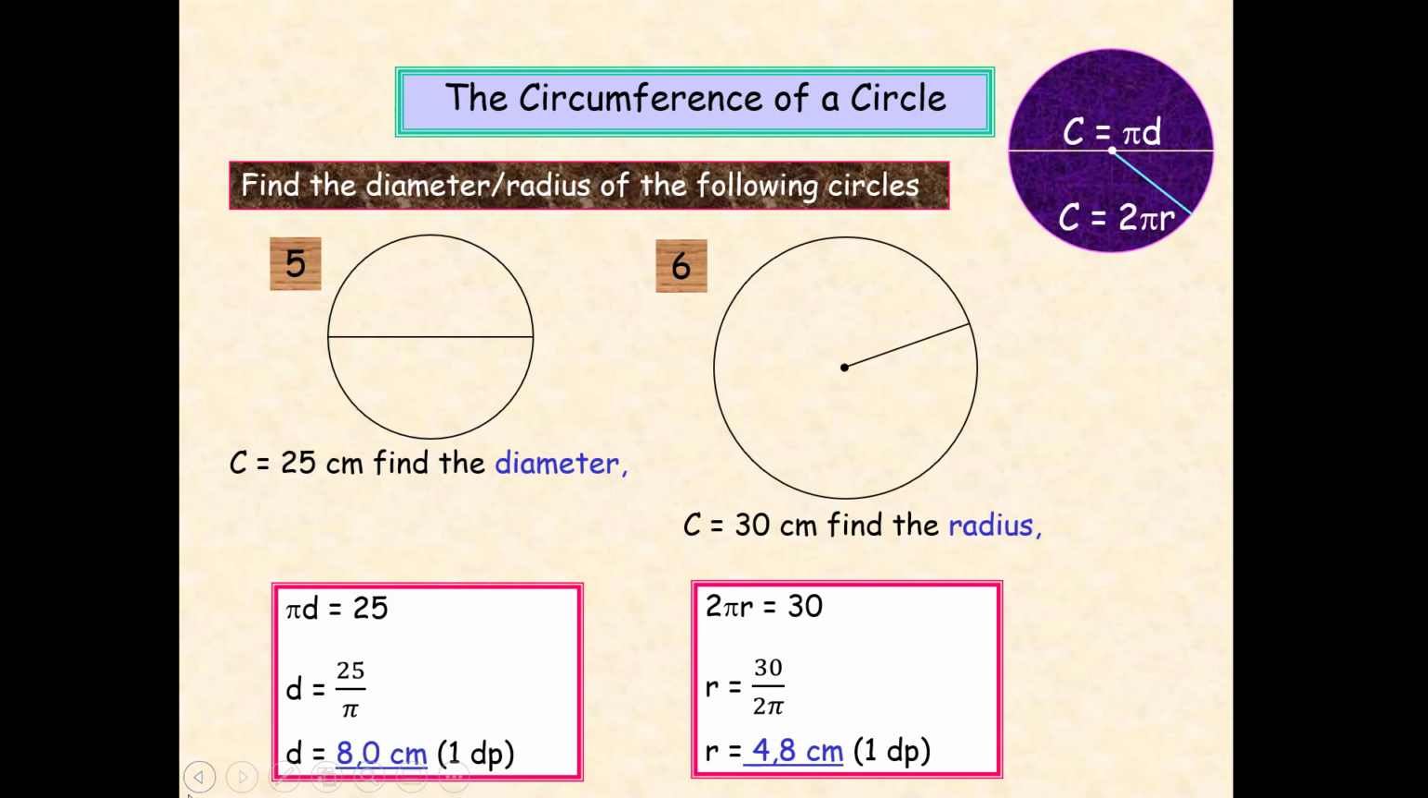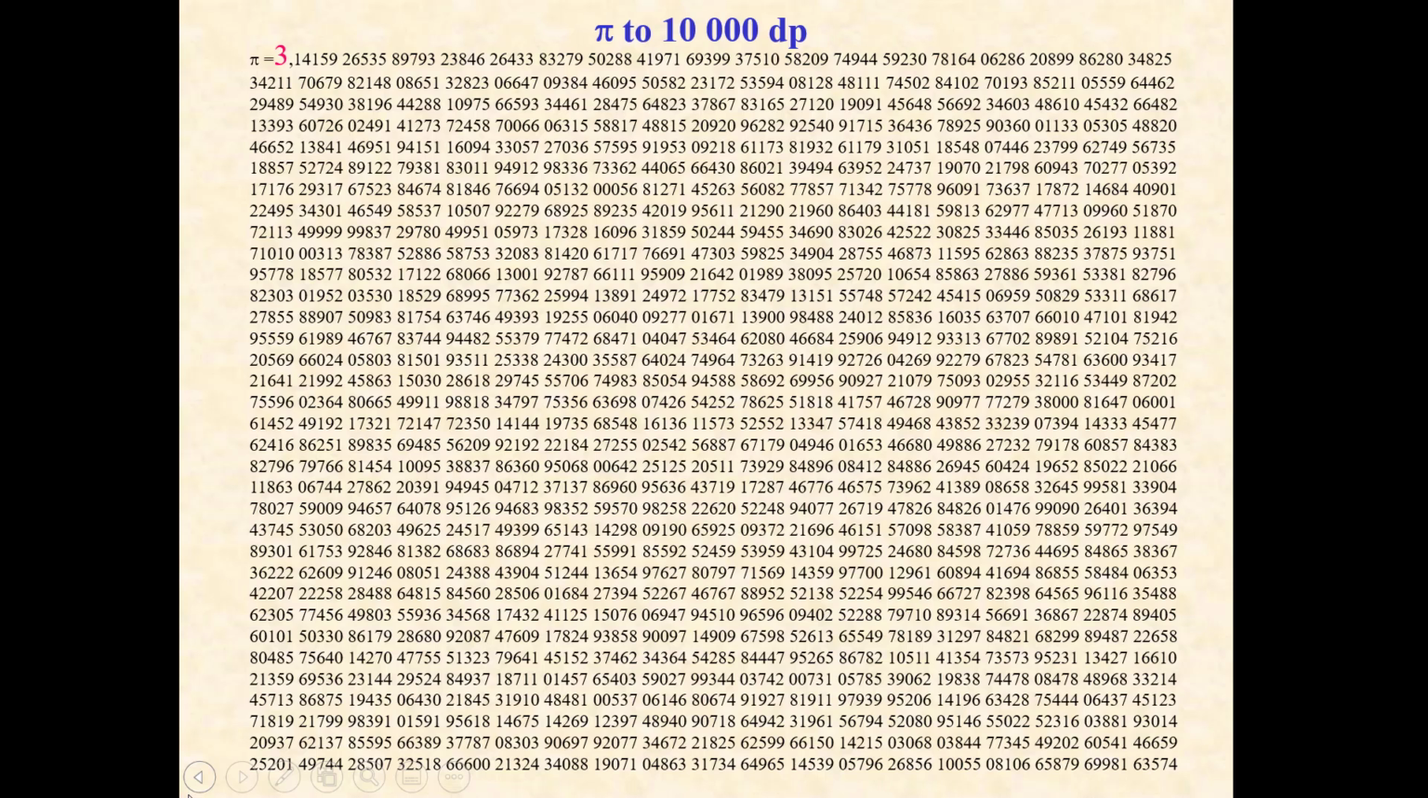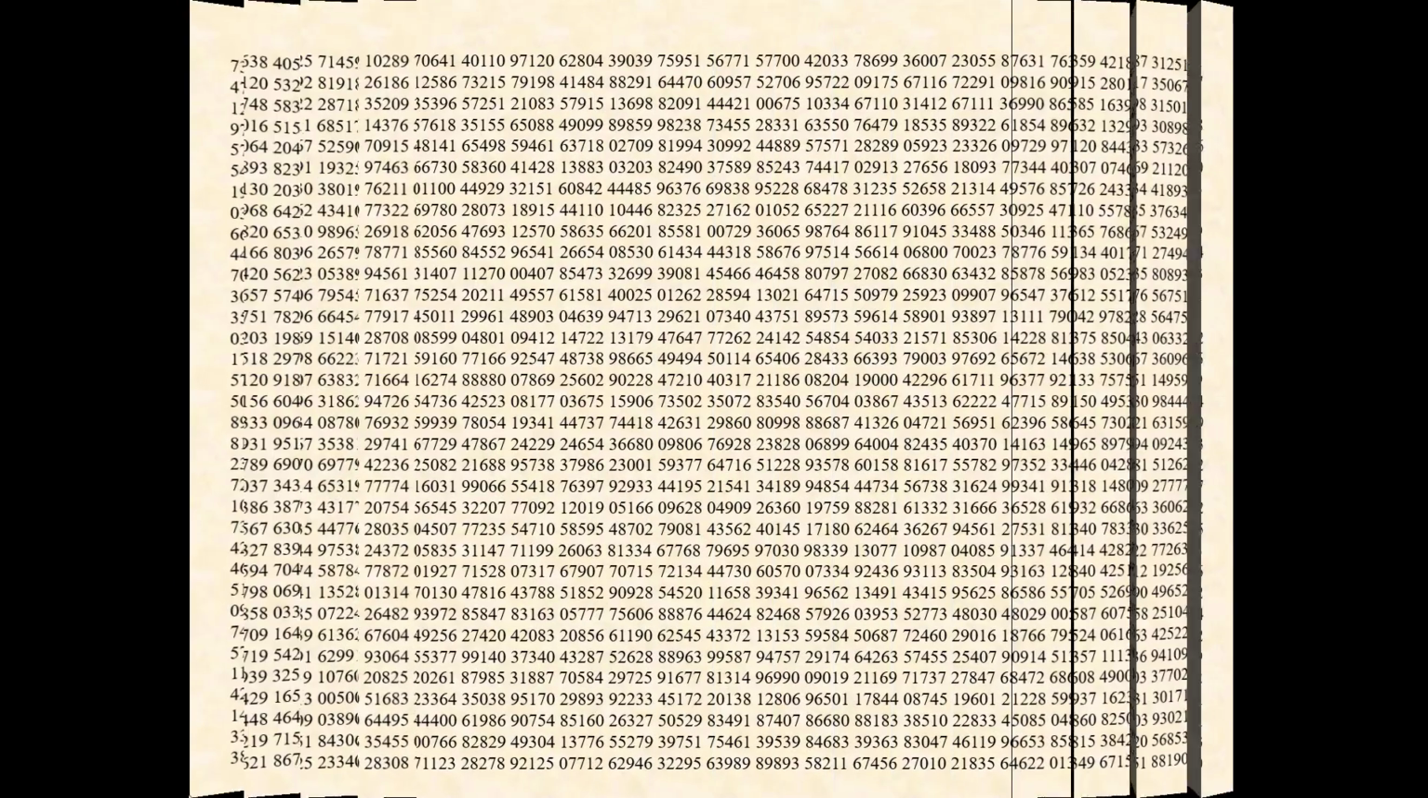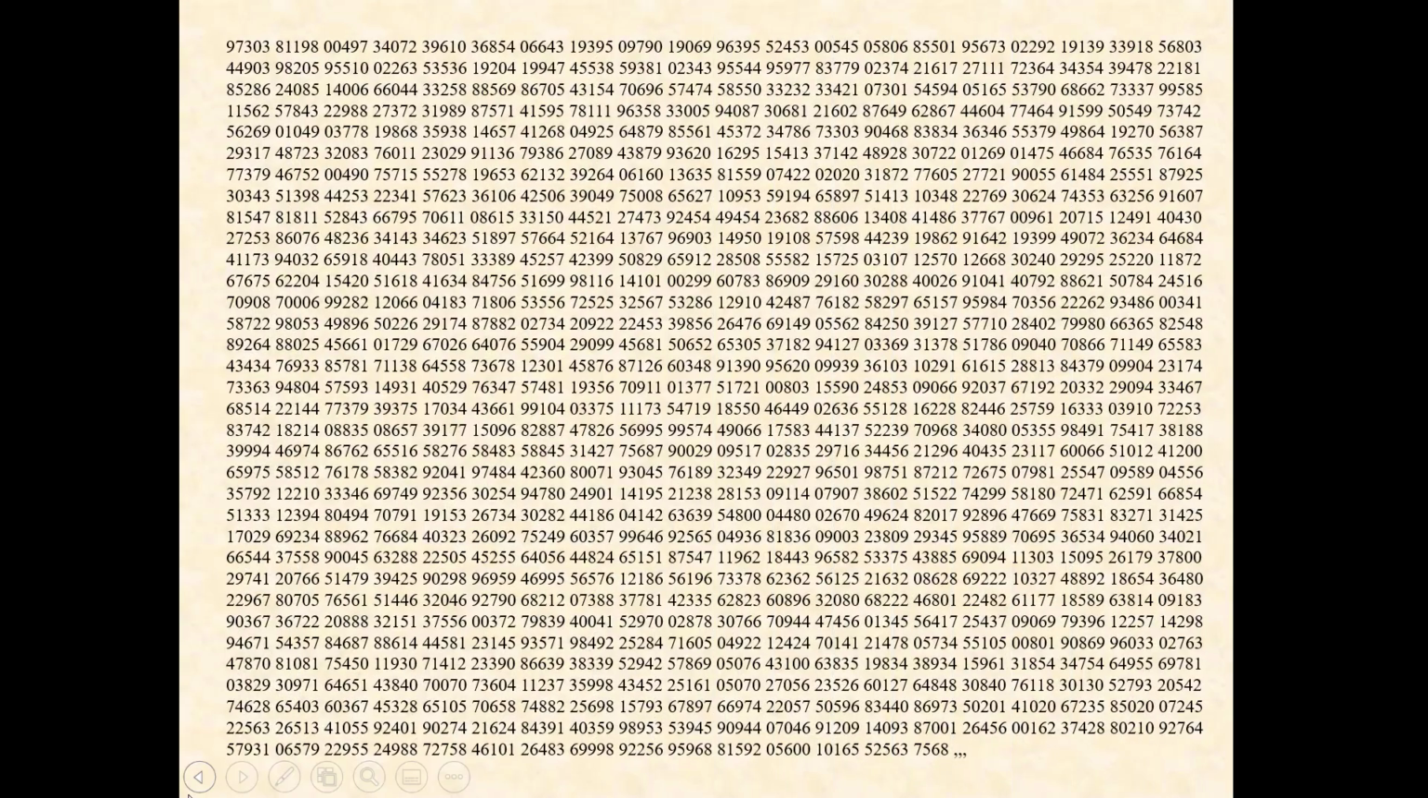So we are using solving equations here. We are using balancing to find the missing value. And this pi is a wonderful, wonderful number. Look at it. It's an irrational number, and this is pi to the 10,000th decimal place.